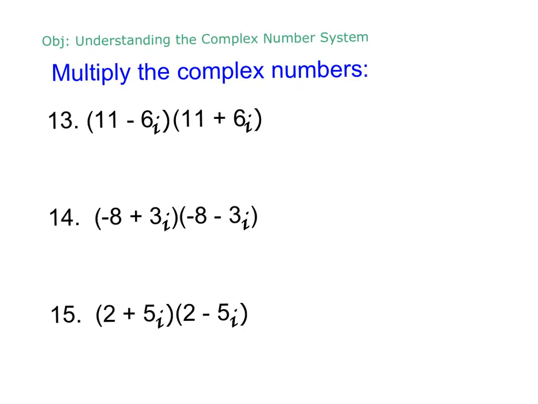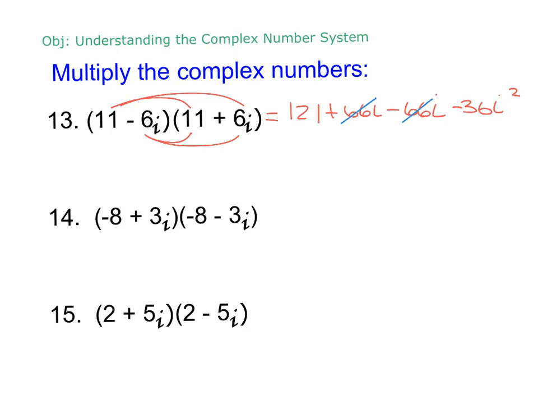All right, now this is the last slide. I lied before. This is actually a nice one. All right, so go through, FOIL, what do you get? All right, so again, just FOIL. 11 times 11, 121, plus 66i, minus 66i, minus 36i squared. So if you notice, the middle two terms cancel, and we get 121. And then here we get minus 36 times negative 1 is plus 36.